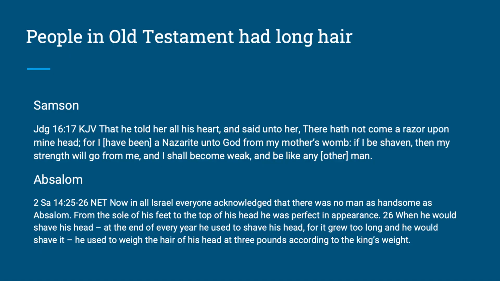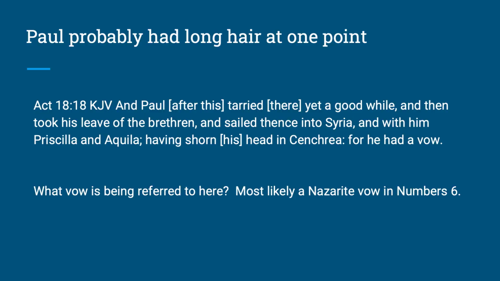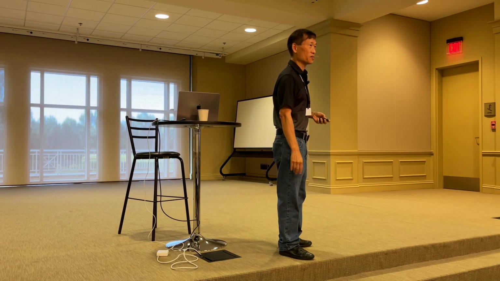Also, we have examples of people in the Old Testament having long hair. Samson had long hair. Absalom had long hair. And also, I believe Paul had long hair at one point too. In Acts 18:18, and I'm not going to read all that, but at the very end, it says, having shorn his head, for he had a vow. What vow is that? Most likely, it was a Nazirite vow.